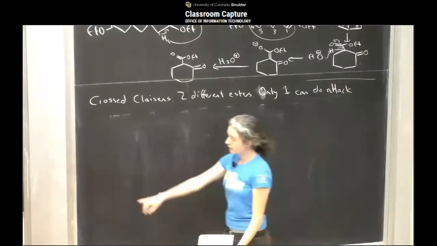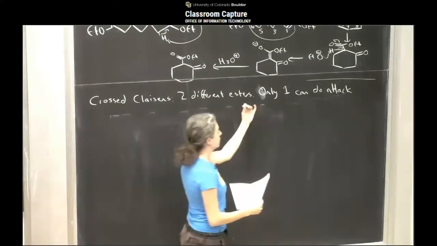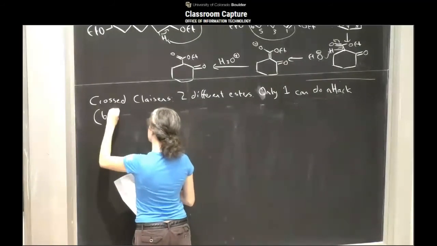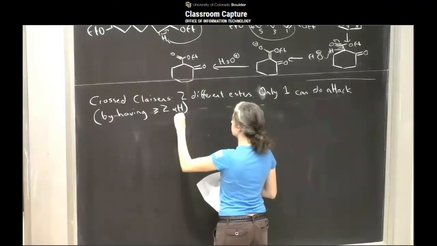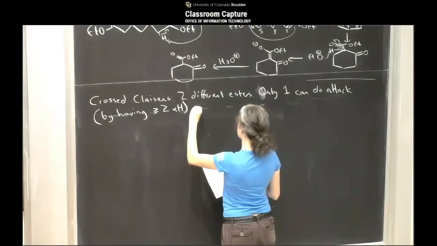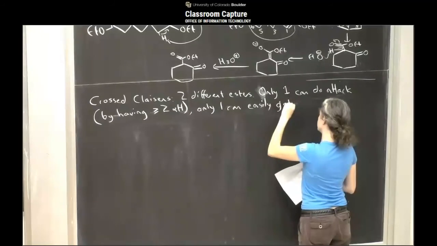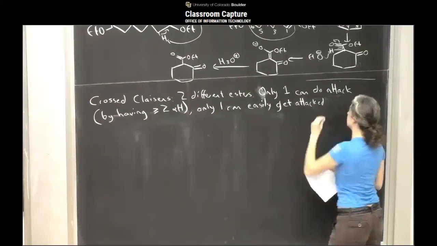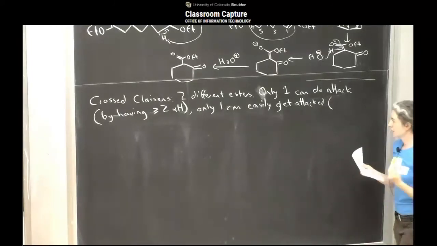But now that we know what it takes to do a Claisen, we don't just need a single alpha proton to get a good product going. We actually need two alpha protons to get a product going. So only one can do the attack, which means that by having at least two alpha H's, only one can get attacked easily. This is a little bit harder to set up. You could do it by giving it something a little bit more attackable.